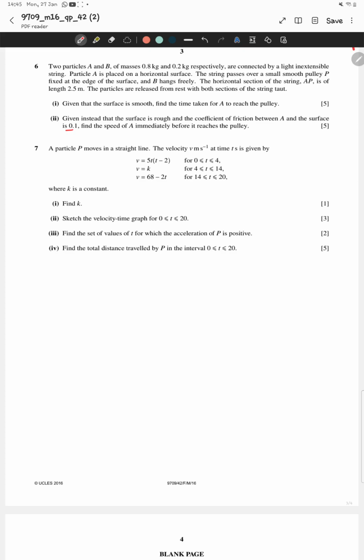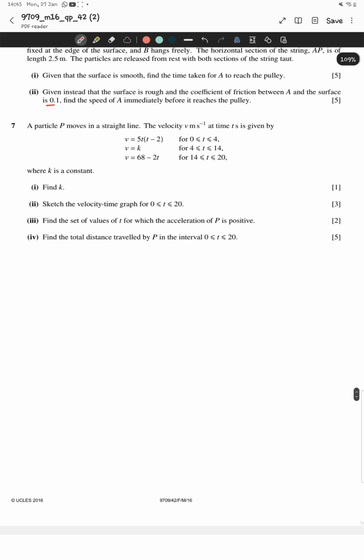Okay, so this is the last question, question number 7. Particle P moves in a straight line. The velocity v at time t is given by three different equations for three different time intervals. This is k. Find k.